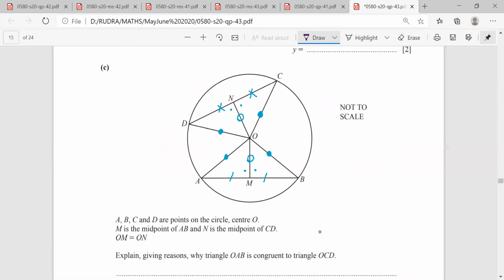Okay. So A, B, C, D are points on the circle with center O. M is a midpoint of AB and N is a midpoint of CD. This is a midpoint of AB. Therefore, this line would be equal to this. N is a midpoint of CD. Therefore, DN would be equal to NC. OM is equal to ON. Mr. Rudra, is it clear till here? Yes, sir. Now, OD is equal to OC is equal to OA is equal to OB is equal to radius.